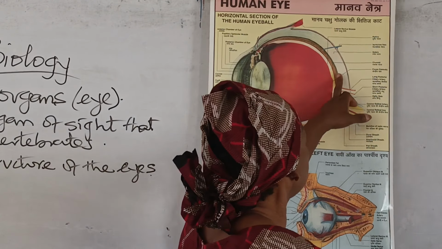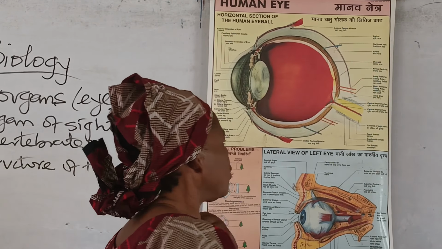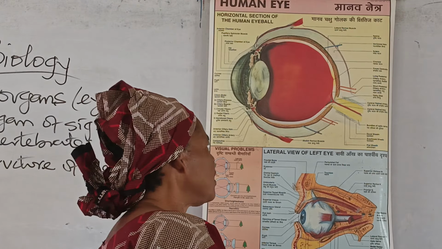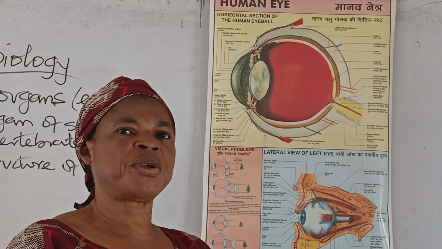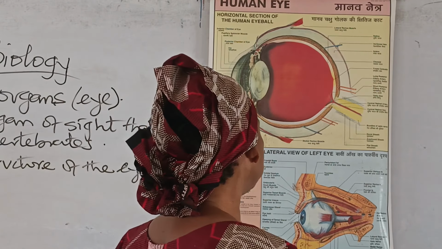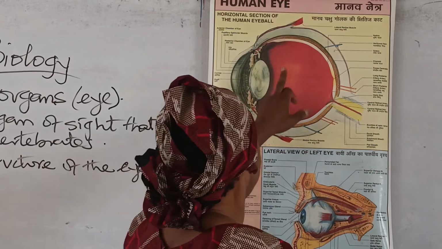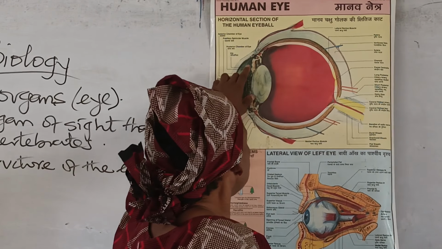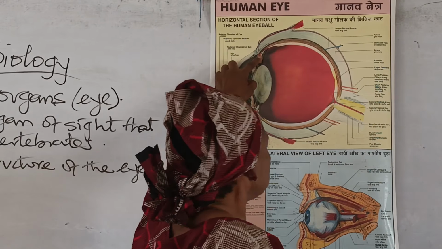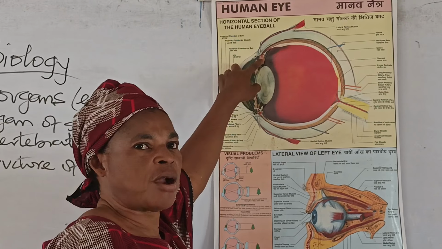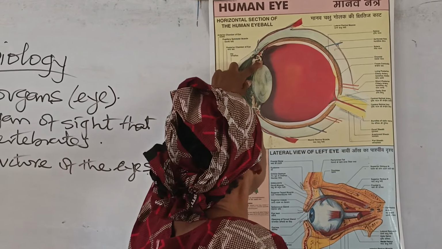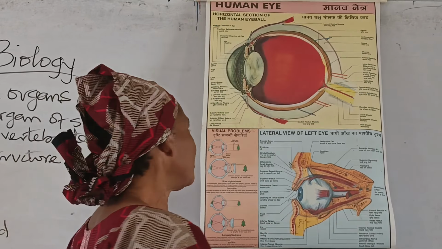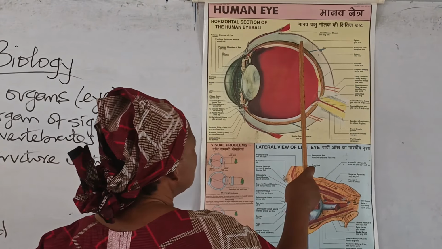And then the second layer is the choroid layer. The choroid layer is pigmented, and it also contains blood vessels that help to bring food as well as oxygen to the eye. At the front of the choroid layer is where the ciliary muscle is found. And attached to the ciliary muscle is the suspensory ligament.